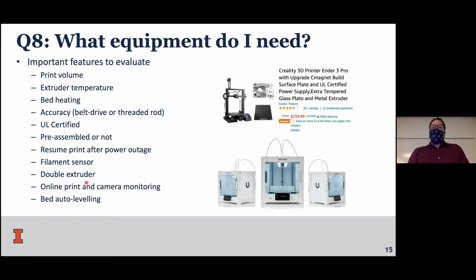Some printers have double extruders. Some have online print features. You can be at home, you print in your office, there's a camera, you monitor that. We're talking about the Ultimaker here. And also the bed auto leveling, that's super important.